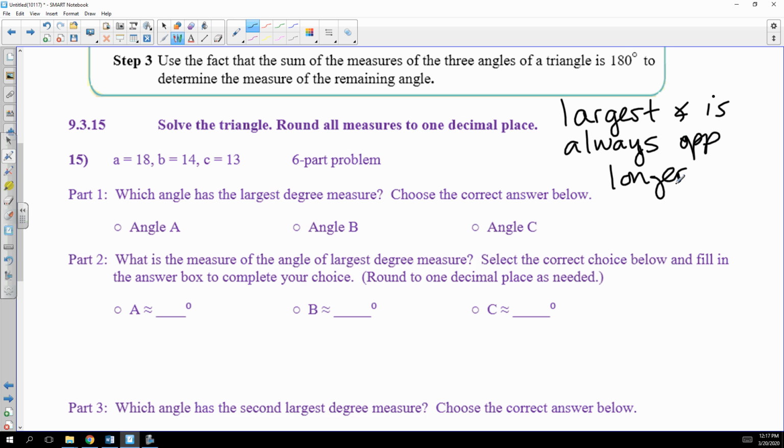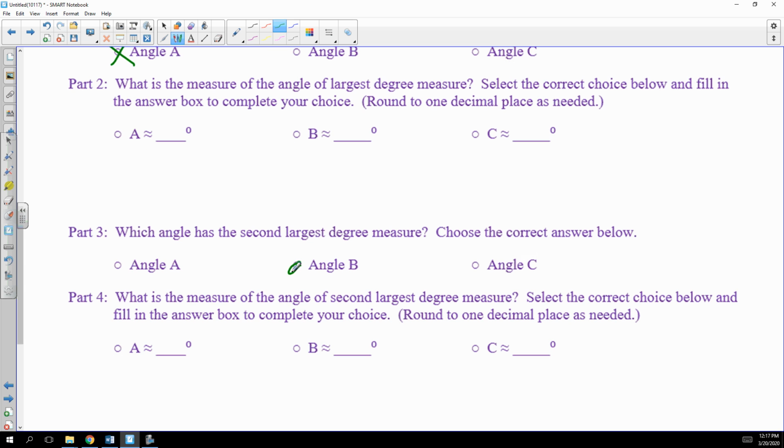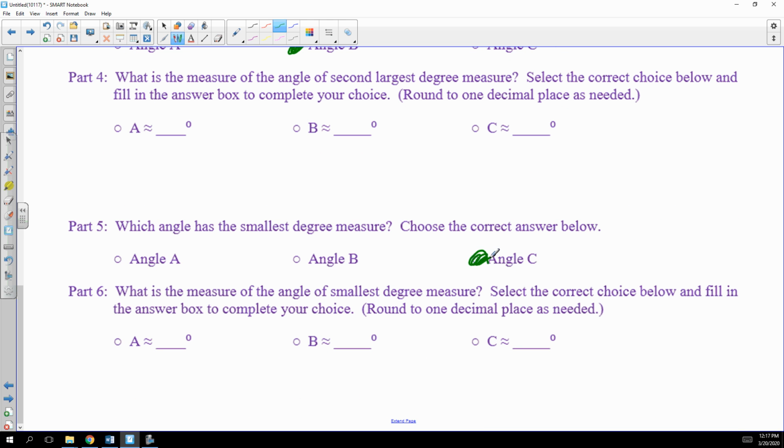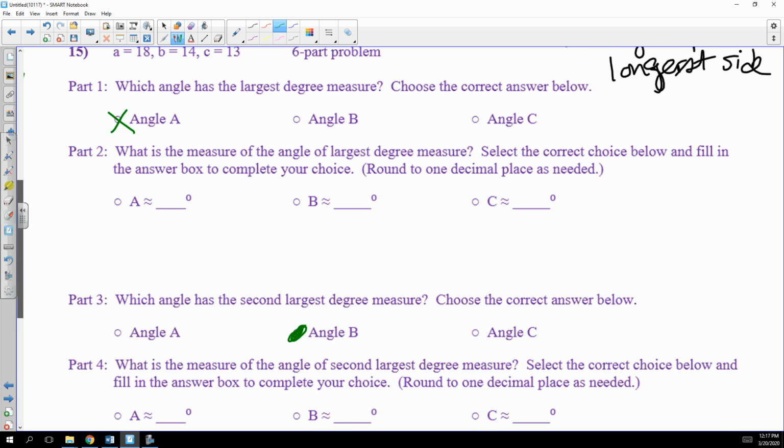Okay, so even though your MyMathLab isn't going to show up without, it's going to do part 1, part 2, and so forth like this. I'm going to go ahead and mark it on this page. If this is the longest side, and this is the middle side, and this is the short side, then the largest angle has to be angle A. Middle angle, second largest angle, is angle B, and the smallest angle is angle C. So I'm just going to go ahead and fill those in on that page right now and then start figuring out everything else.